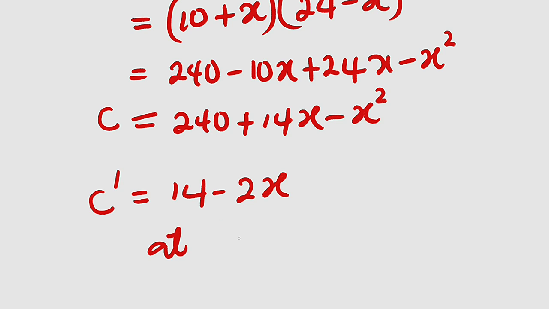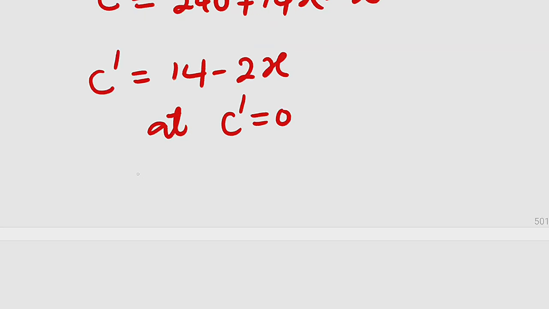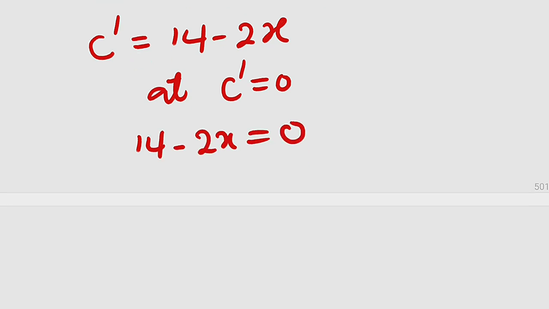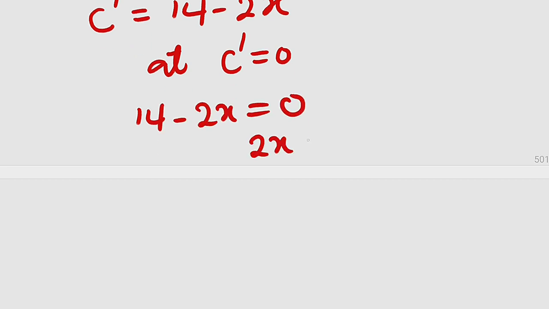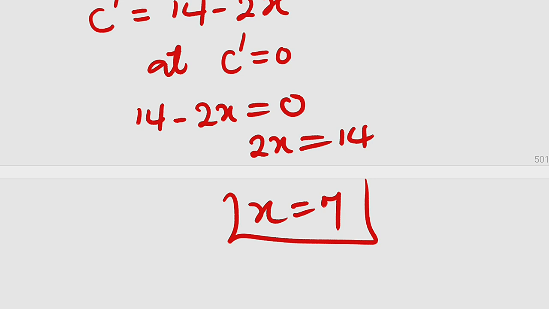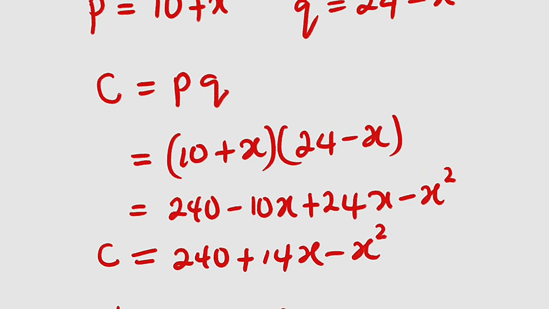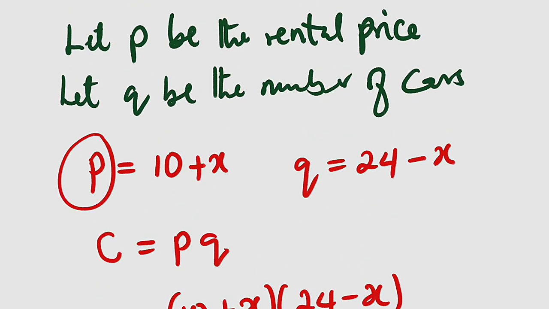So at a point where the first derivative is equal to 0, we have 14 - 2X equal to 0, which implies that 2X is equal to 14. We divide both sides by 2, X is equal to 7. So if X is equal to 7, what are we looking for? We are looking for the cost of a single car that will give us that maximum cost. And we have declared that with P. So it will be P equal to 10 + X.